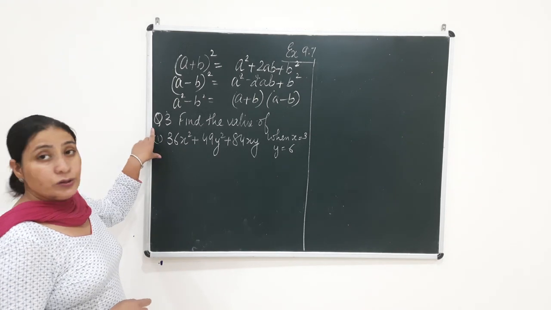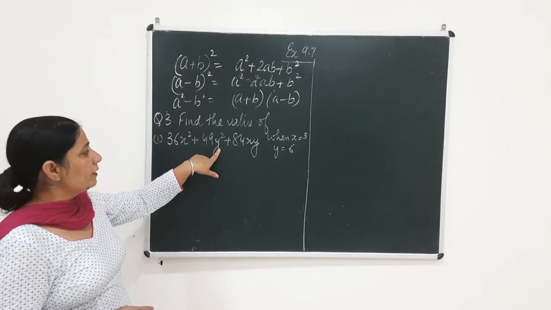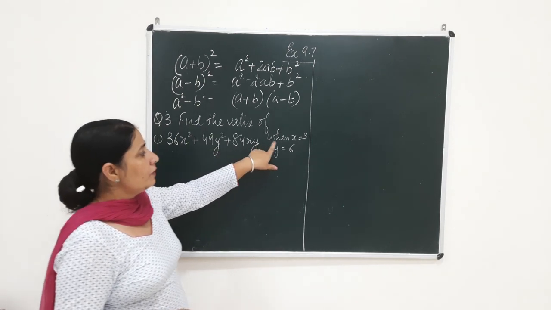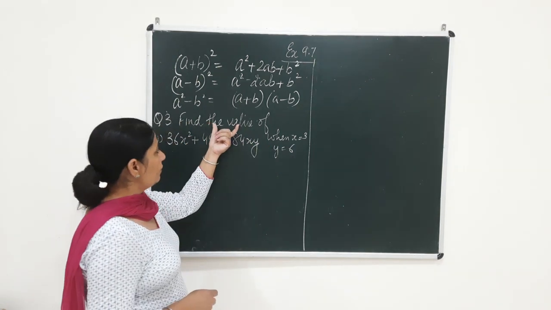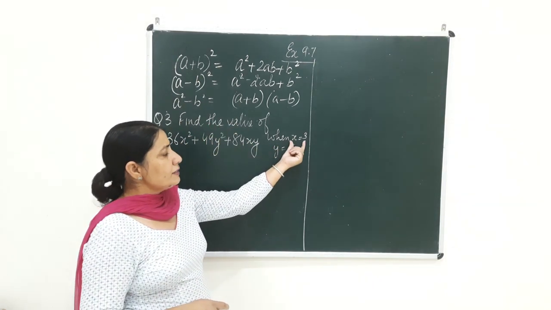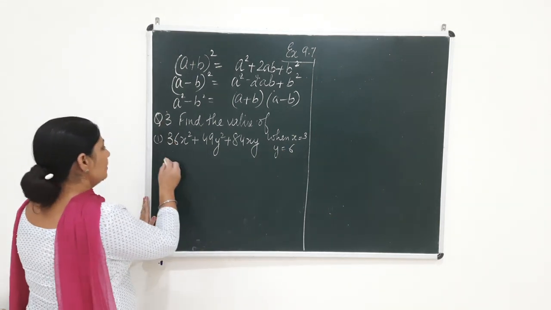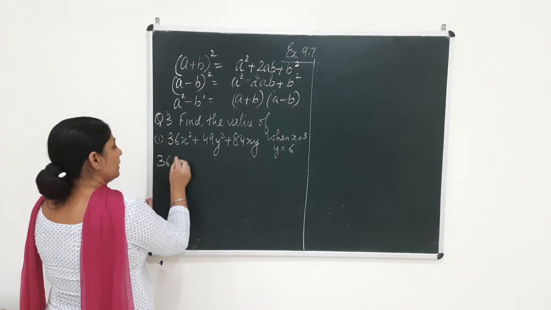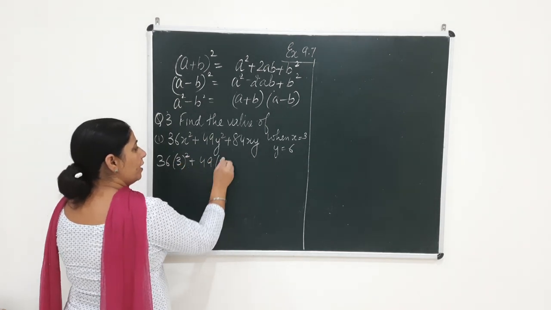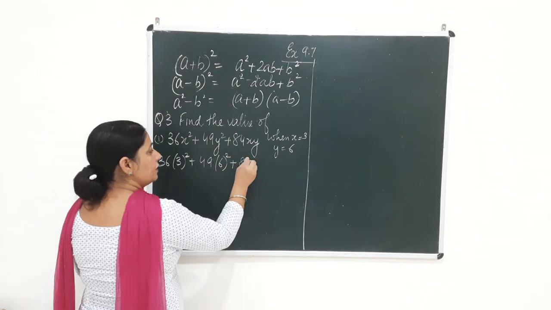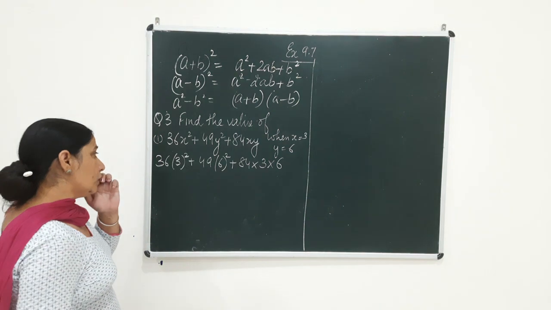Hanji beta, so we are going to start with the third sum now. Find the value of 36x² + 49y² + 84xy when x is equal to 3 and y is equal to 6. Simply, beta, if I find the value, in place of x I will put 3 and in place of y I will put 6. So what I get here is 36, in place of x you will put 3, plus 49, in place of y you will put 6, plus 84 multiplied by 3 multiplied by 6. Now you can sort it out.